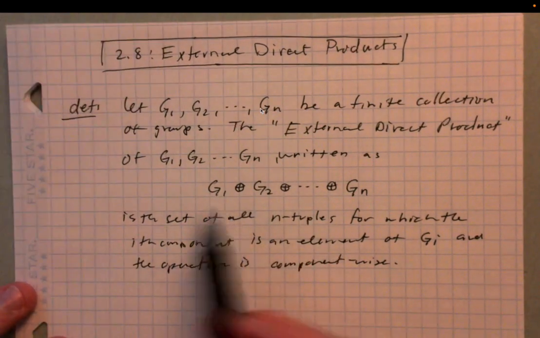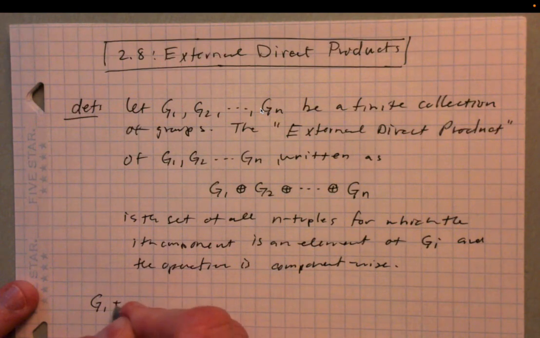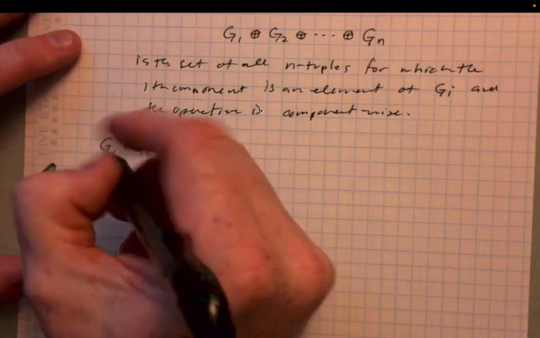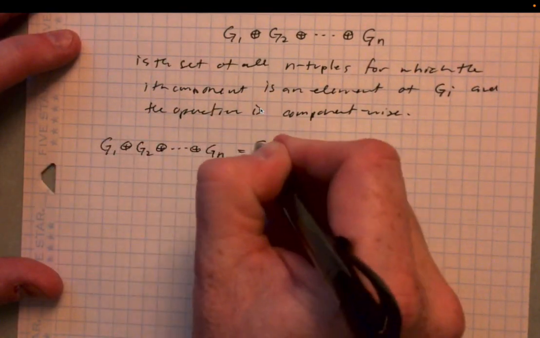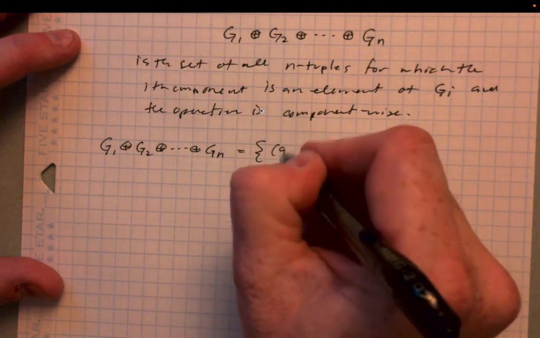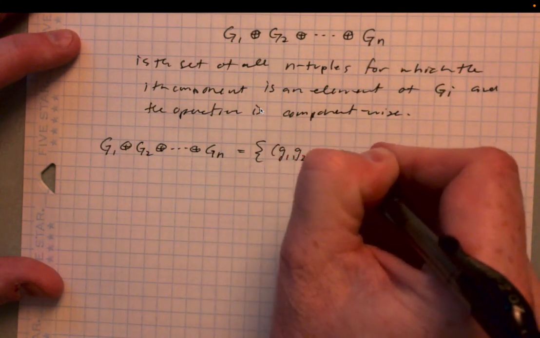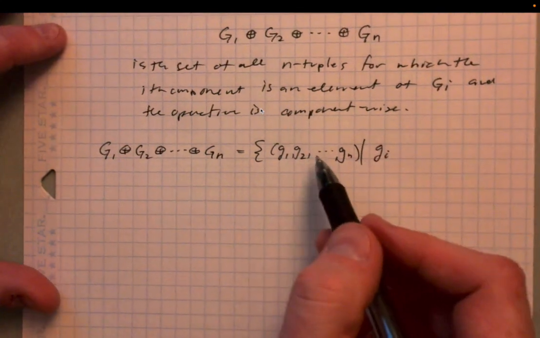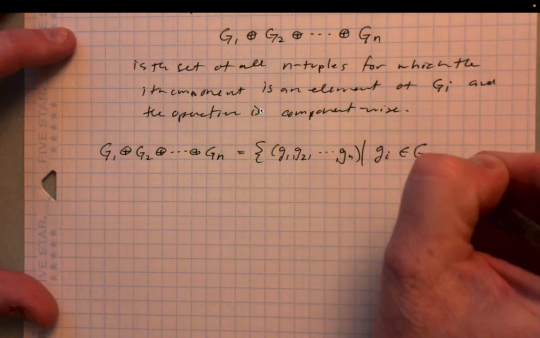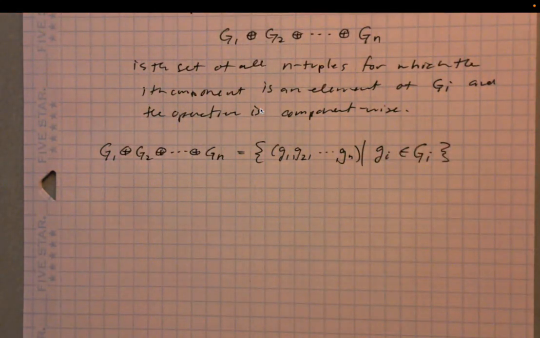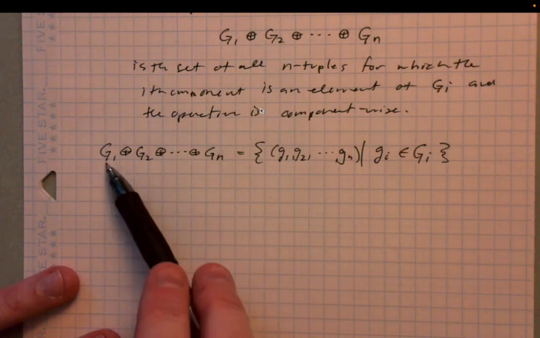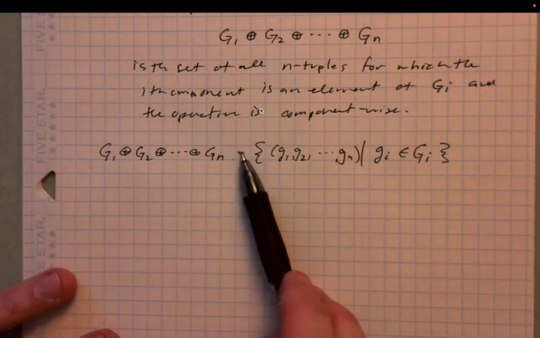So this is what we mean by an external direct product. Let's put this in symbols. G1 plus G2 plus through plus Gn is the external direct product. It's an n-tuple (g1, g2, ..., gn) such that gi, the ith component of this n-tuple, is in the group Gi. And the operations are component-wise, so that means it isn't even necessary that all of the operations of G1 through Gn be the same.